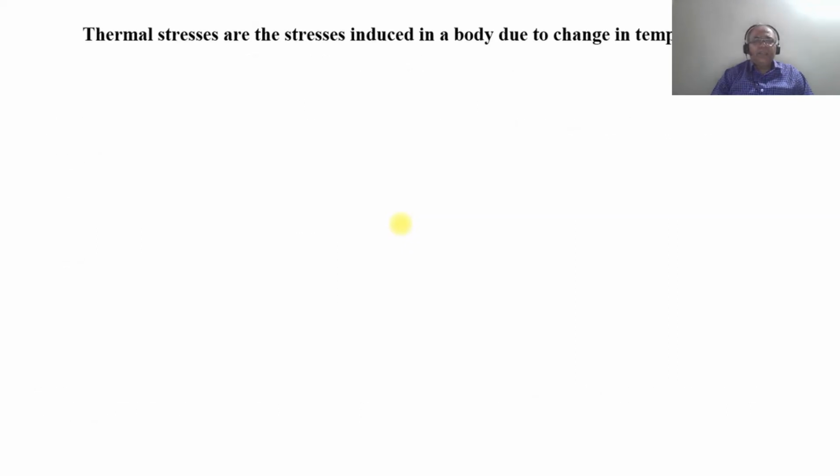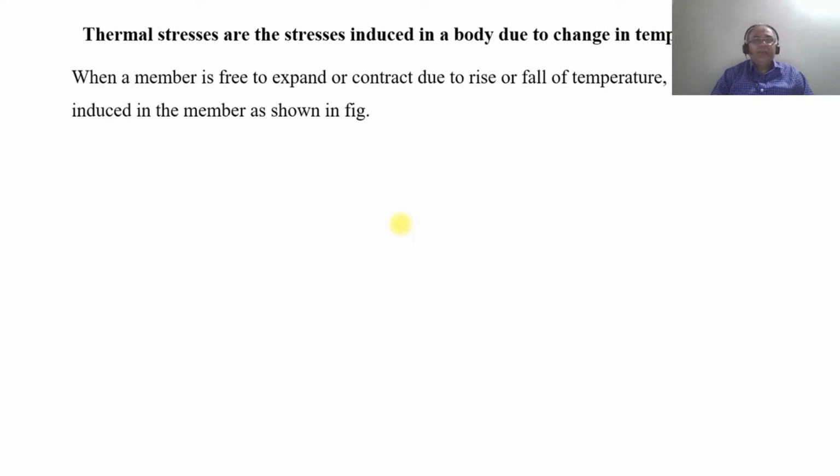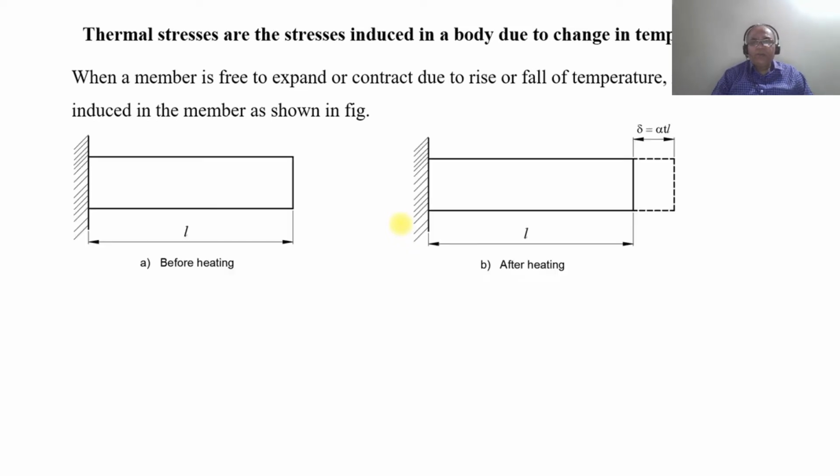Now we're going to look at thermal stresses, or the stresses induced in the body due to change in temperature. This is the next heading. When a member is free to expand or contract due to rise or fall of temperature, no stresses will be induced in the member, as shown in the figure. Here one end of the member is fixed and the member is free to expand, so there is no obstruction. Before heating, the length is L. After heating, the length of the member will increase by delta, which is equal to alpha into T into L.